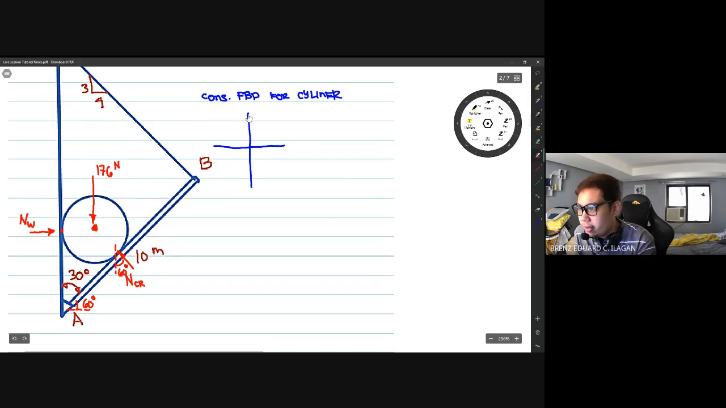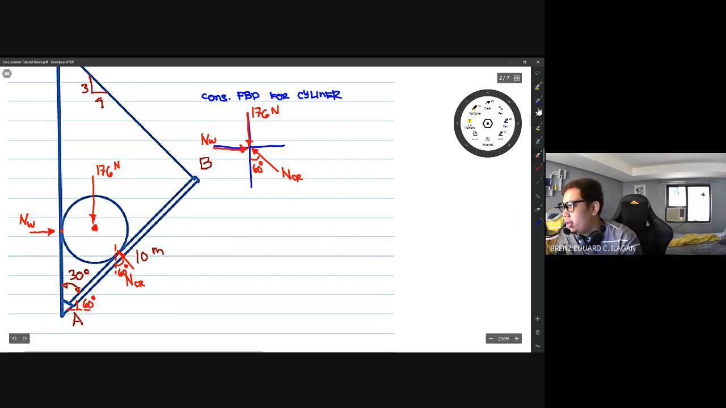So una nga, we have the weight of the cylinder, which is 176 Newton. And then we have here the normal force with respect to sa contact pressure between the wall and the cylinder. And then ito, we have here yung normal force between the cylinder and the rod, which is 60 degrees with respect to the y-axis. So this is NCR.